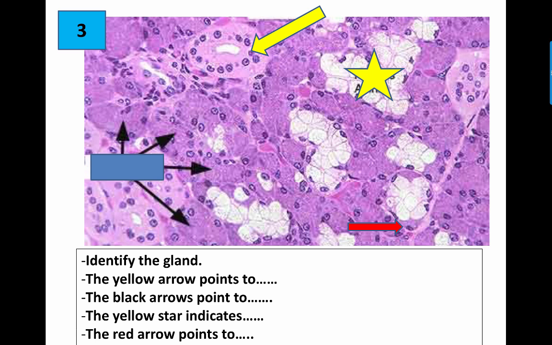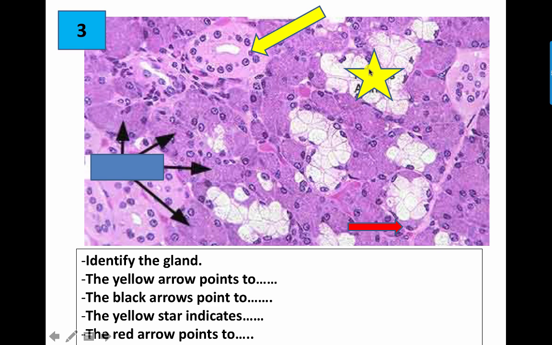Human, of course. And here we have the yellow arrow. The yellow arrow points, of course, to this duct, which is lined by the cuboidal cells, and this is the striated duct or intralobular duct. And the black arrow here points to these acini formed of basophilic cells, narrow lumen. These are the serous acini.